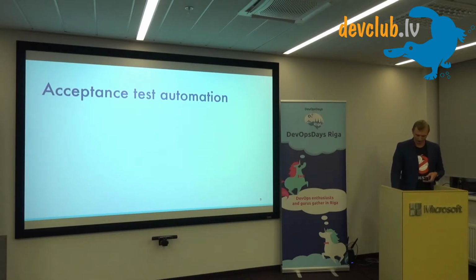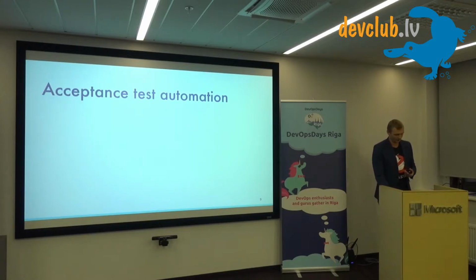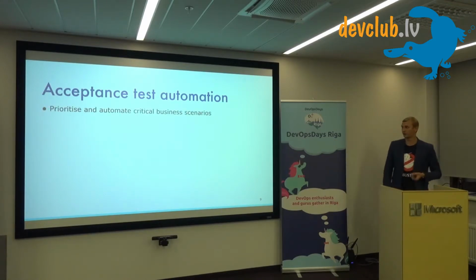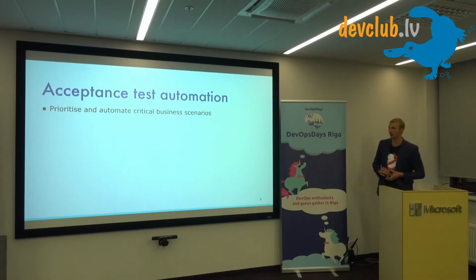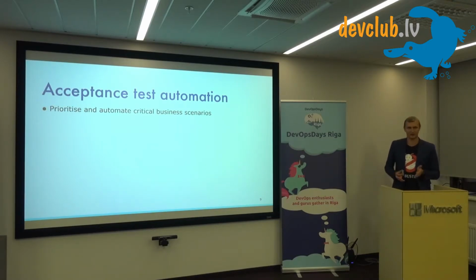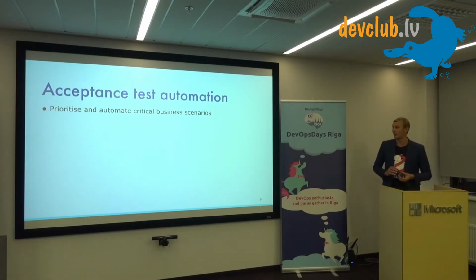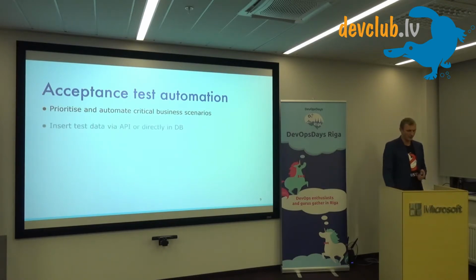So, what could we do to create a good automated acceptance test? At first, we should prioritize and automate the critical business scenarios, to see what is really important for our project and what the end users will do with your application, what buttons they will press and so on. If there are some parts that are not used at all, then we should consider whether it's worth spending time and money on automating all the things.